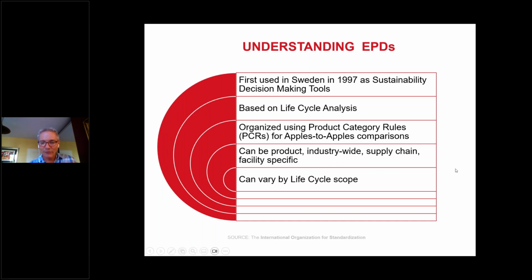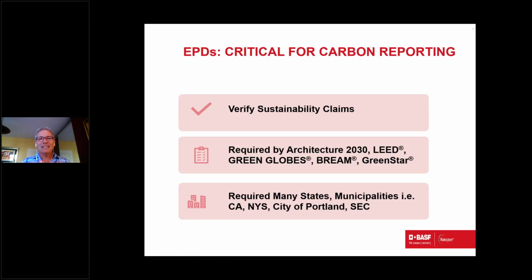So EPDs are our friend. EPDs are great for carbon reporting. There's different kinds of EPDs. Some people just do their own EPD and they say, trust me, believe me, it's really true. That's a type 2 EPD. Type 3 EPDs actually get verified. So someone comes and really looks through all the information that you put in the system. So that's the nice check mark on top.